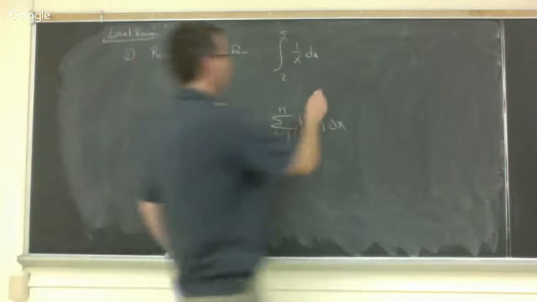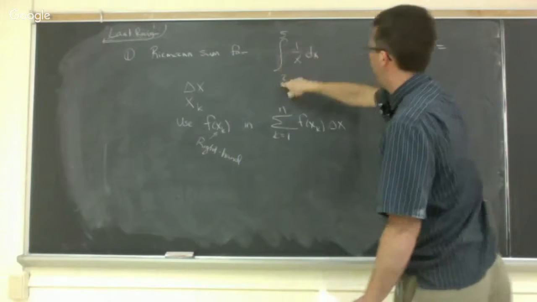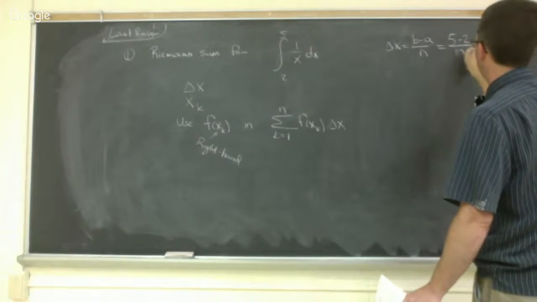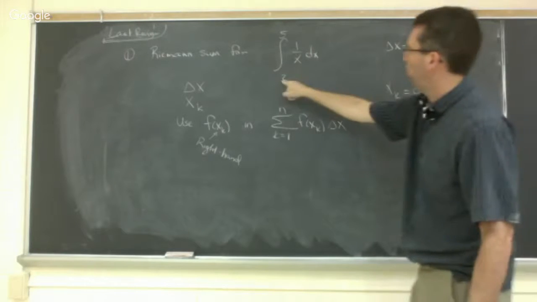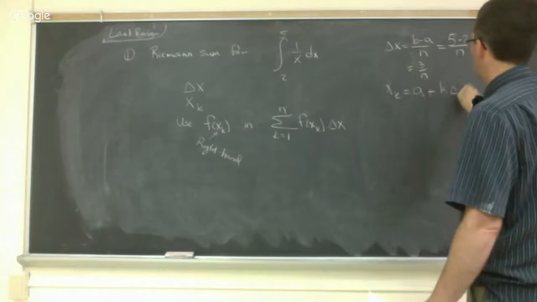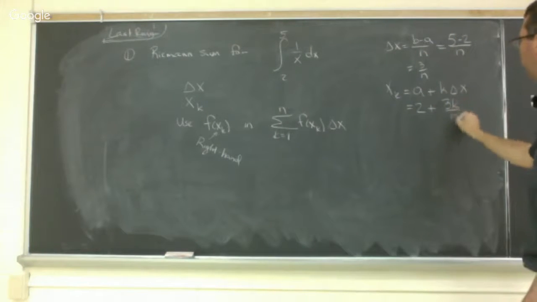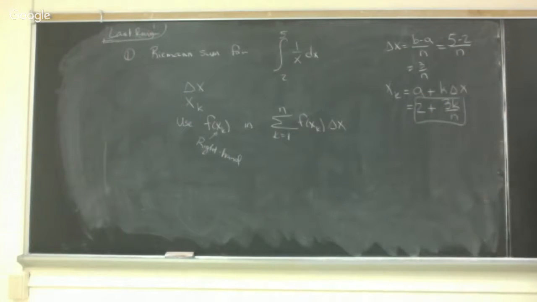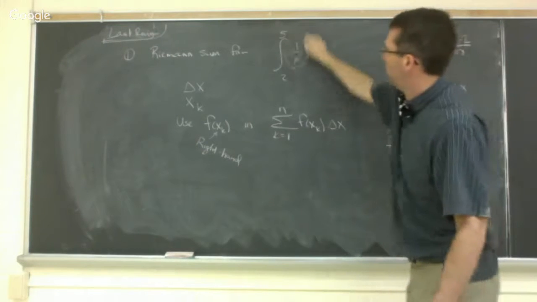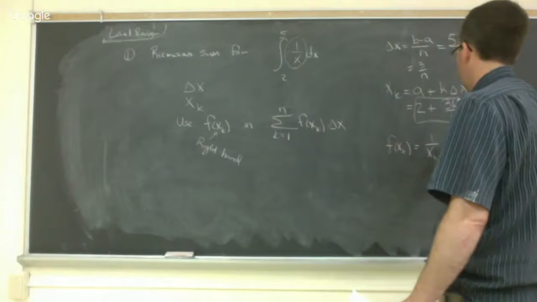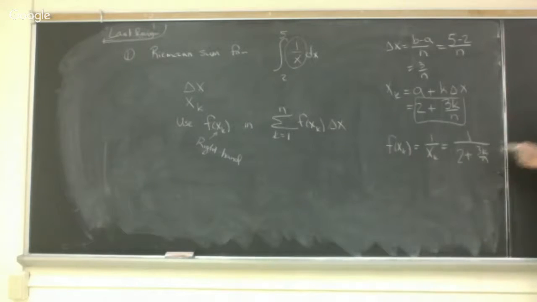Okay? So delta x is always b minus a over n. It's the ending point minus the starting point, which is 3 over n. My xk is always my starting point. Here it's 2 plus k times delta x. So here we get 2 plus 3 over n times k, 3k over n. This is the formula I'm going to use in the function. So my function is 1 over x. So we're going to do 1 over xk. 1 over 2 plus 3k over n.